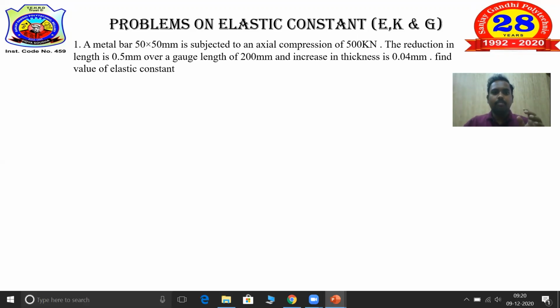Okay, let's read the question. A metal bar 50 into 50 mm is subjected to an axial compression of 500 kilonewton. The reduction in length is 0.5 mm over a gauge length of 200 mm, and the increase in thickness is 0.04 mm. Find the value of elastic constants. Students, this is the question. Now let's write down the given values.